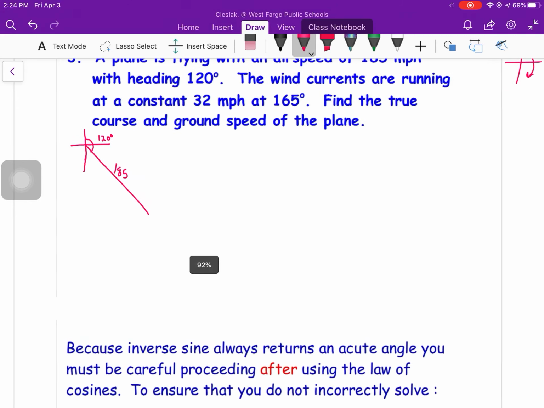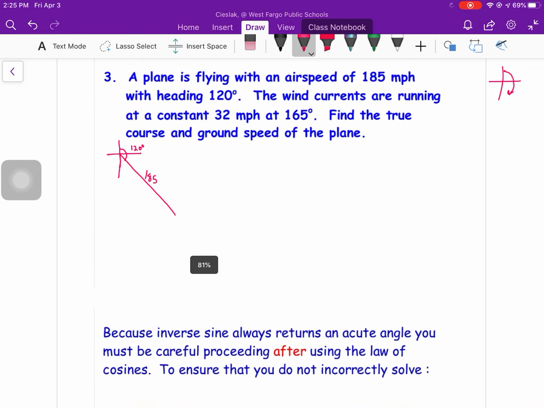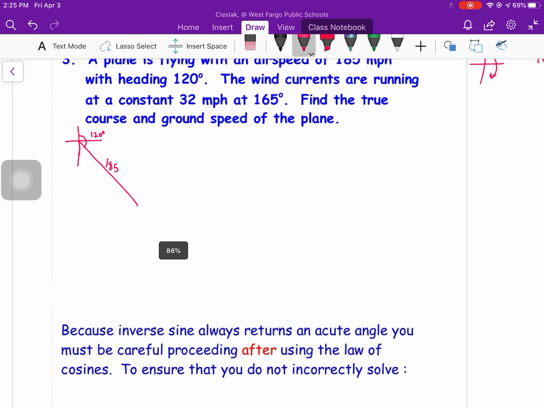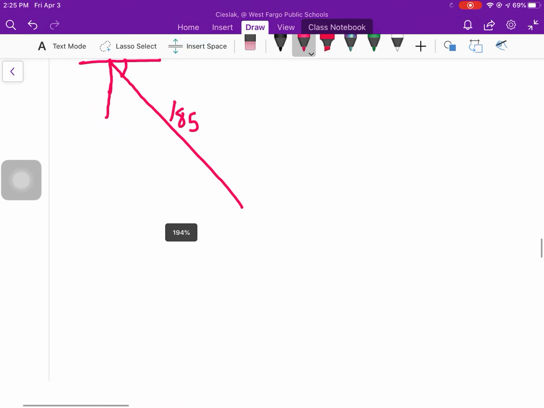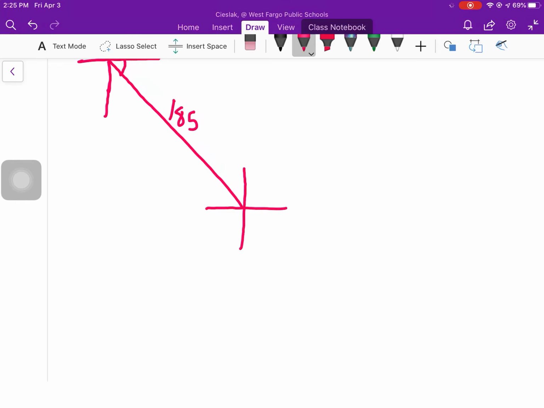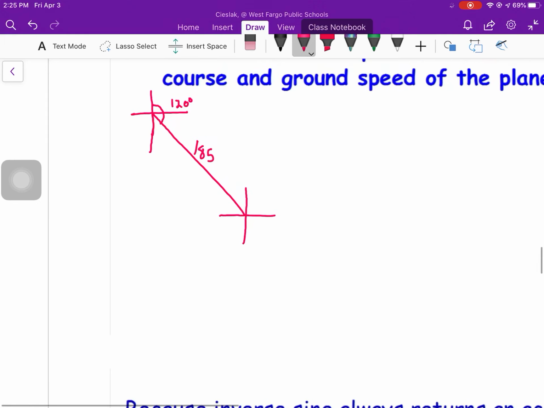Okay, the wind currents are running at a constant 32 miles per hour at 165 degrees, which I again assume is a heading because they didn't say anything about a bearing. Okay, so I'm going to zoom in here. I'm going to make my new XY axis. And this one is 32, and it was at 165. So I'm going to use a different color here. 165 would put you about there.